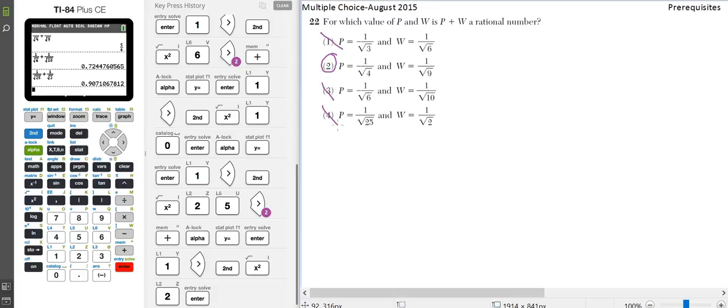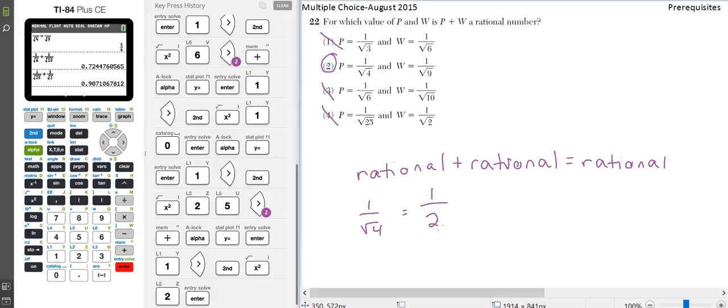Now, you also could have done this question by noticing that whenever you have a rational number plus another rational number, you're always going to get a rational number as your answer. So if you notice that in choice 2, 1 over the square root of 4 is a rational number, because 1 over the square root of 4 is 1 over 2, because the square root of 4 is 2. And you would also notice that 1 over the square root of 9 is 1 over 3, because the square root of 9 is 3.